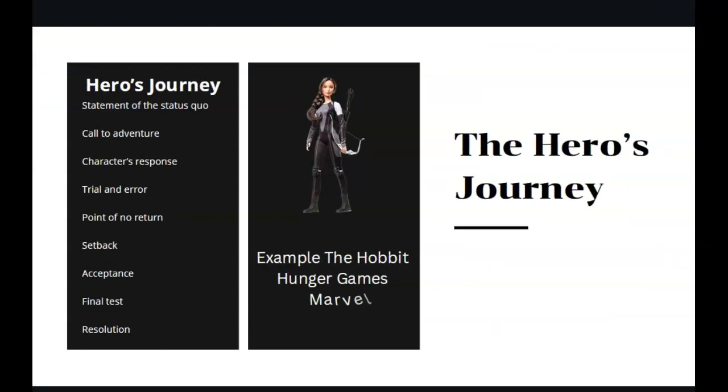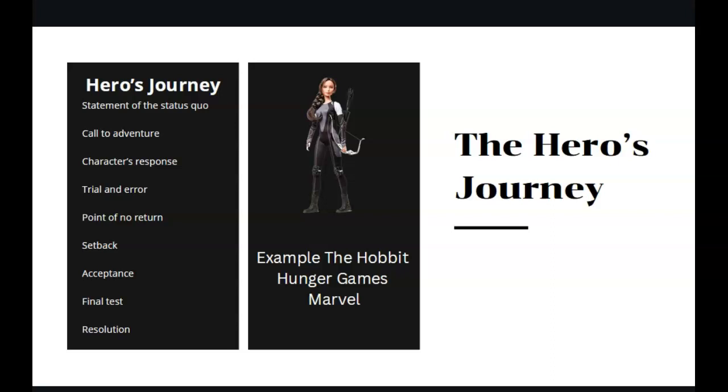Another plot structure, and this one's very well known, is the hero's journey. So this was discovered and talked about by Joseph Campbell, a wonderful academic in the mid-late 20th century. He wrote a book called The Hero with a Thousand Faces. If you want to look more into this, I would definitely recommend it. So the hero's journey goes through this series of events. Your statement of the status quo, call to adventure, character's response, trial and error, point of no return, setbacks, acceptance of their situation, the final test, and the resolution.